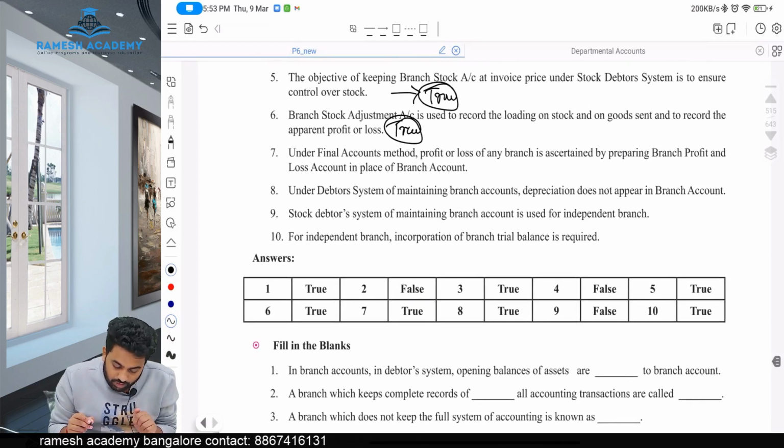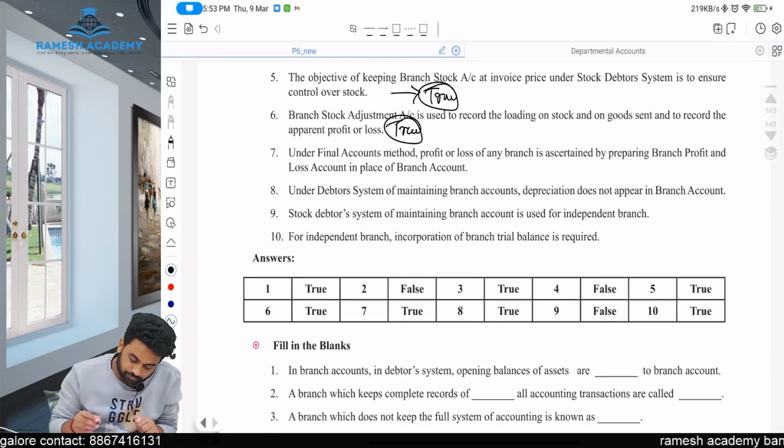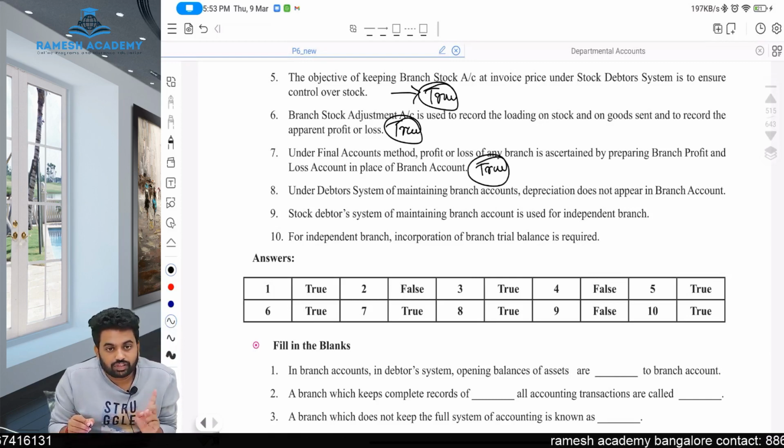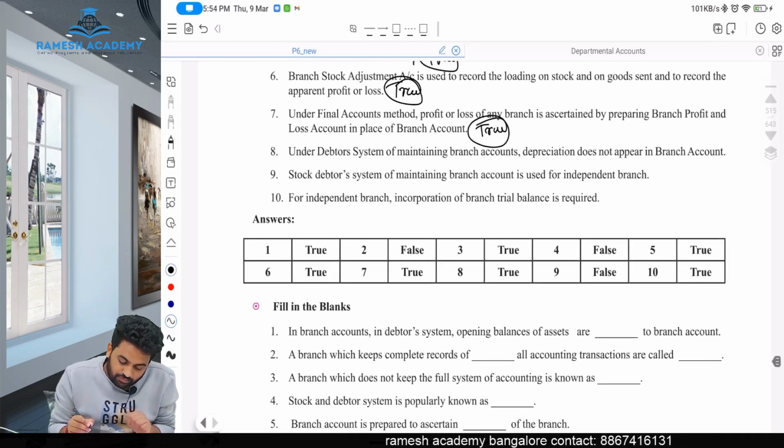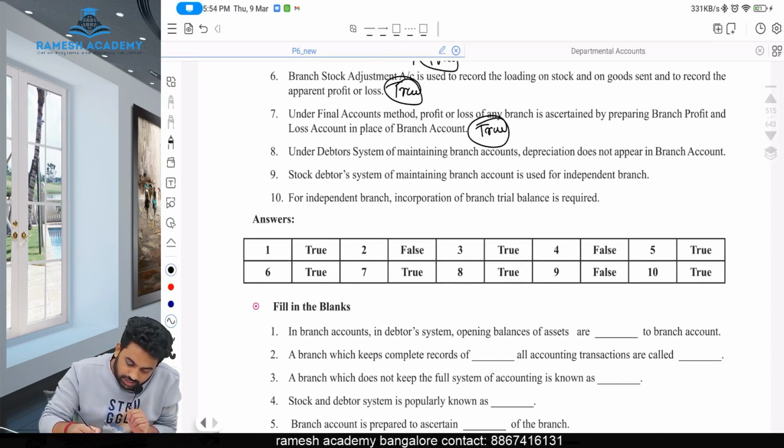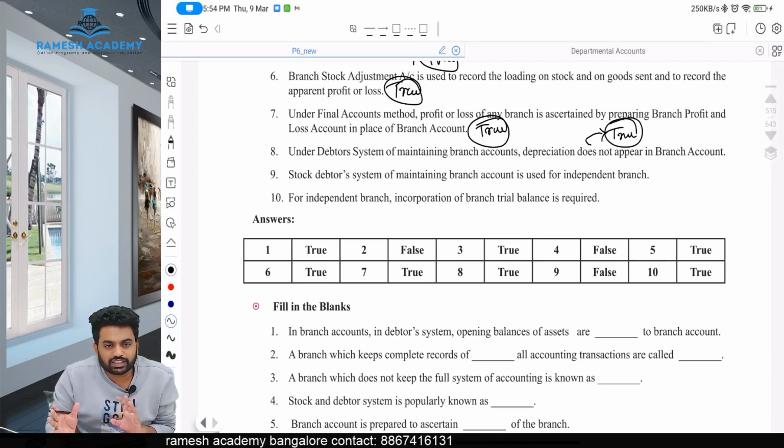Under a final account method, profit or loss of any branch is ascertained by preparing a branch P&L in place of branch account. True. Final accounts method. First method, debtor method, how are we going to ascertain the profit or loss? Branch account. Okay. Under a debtor system of maintaining branch accounts, depreciation does not appear in the branch account. True. Why? Because opening asset minus closing asset after adjustment of depreciation, there only it will get adjusted. No need to adjust it again.